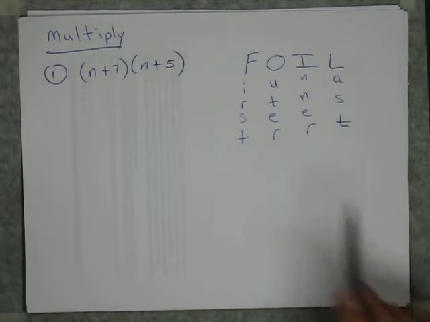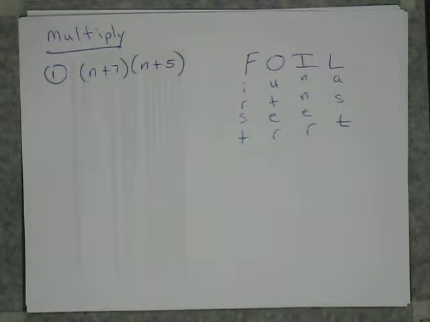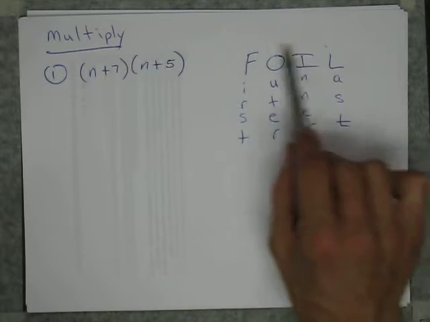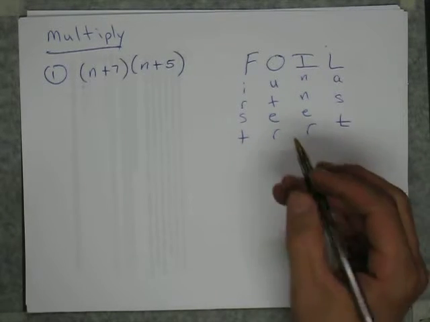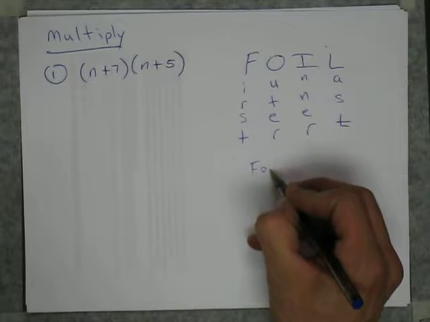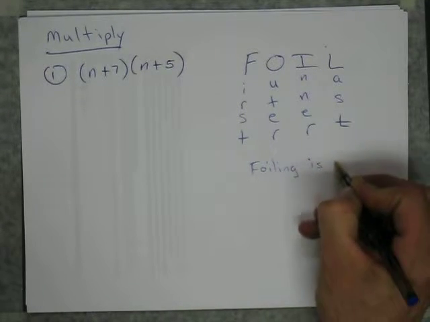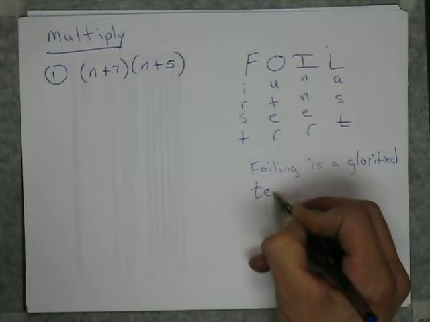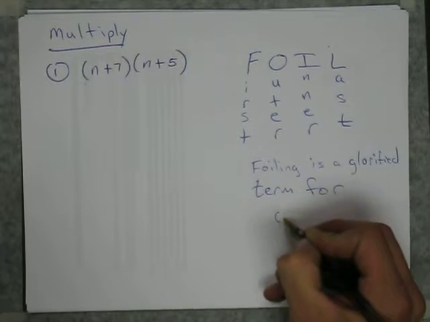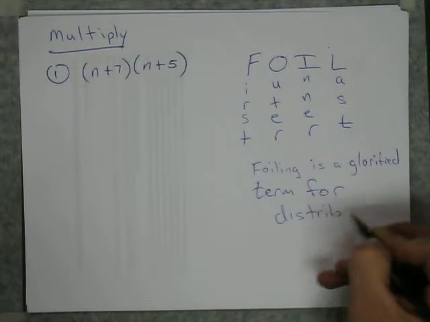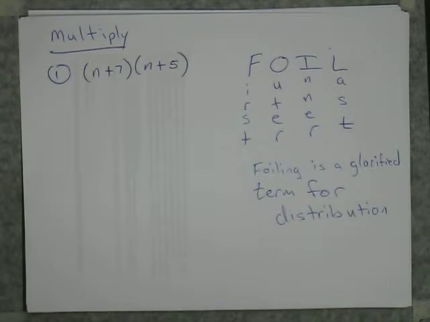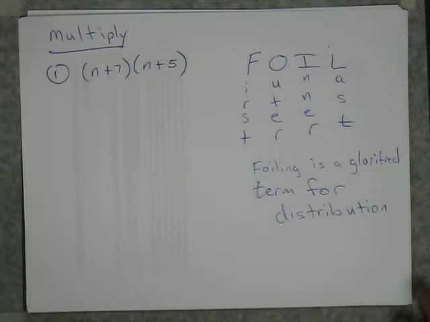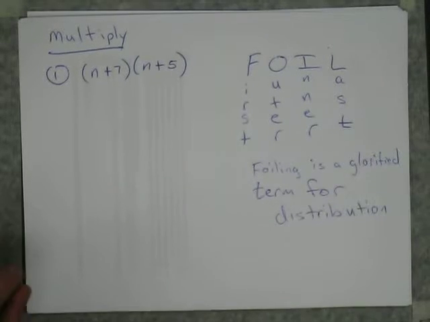I'm going to give you a second to write that down. But I want you to remember as you're writing it, foiling is a glorified form of distribution. It's a glorified term for distribution. That may be a better saying. Make sure to write that. Foiling is a glorified term for distribution.